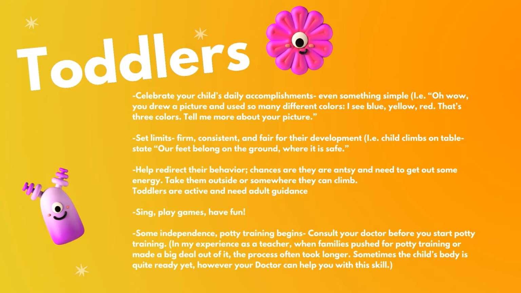Moving on to toddlers and how to support their social and emotional growth. One way to support your toddler's social and emotional growth is to celebrate your child's daily accomplishments, even if it's something simple. Set limits that are fair, consistent, and firm. Help redirect their behavior. Chances are they are antsy and need to get out some energy. Toddlers are learning what feelings and actions are socially acceptable at this age.